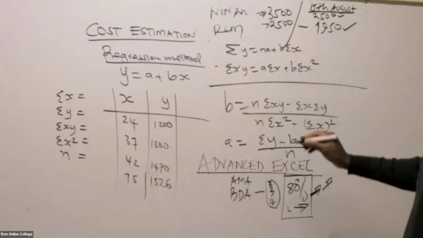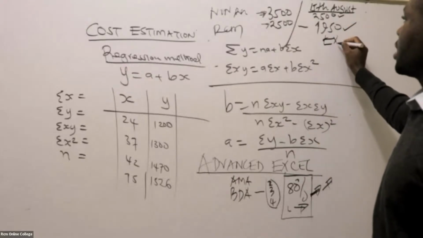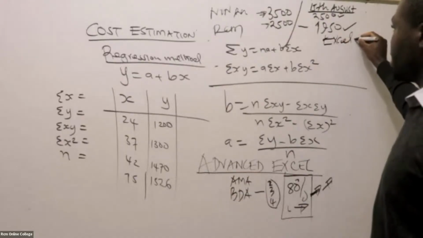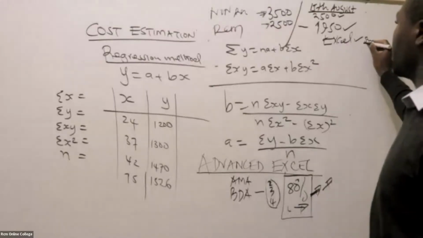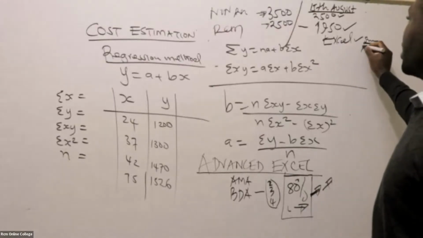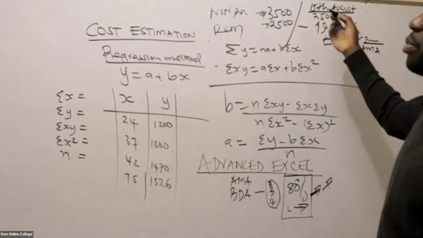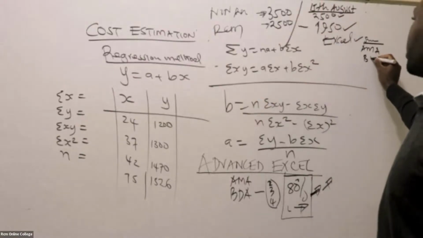So that, number one, you'll be taught advanced Excel at 1,950. This advanced Excel will help you to summarize your work at your workplace, will prepare you for advanced management accounting, will prepare you for BDA.